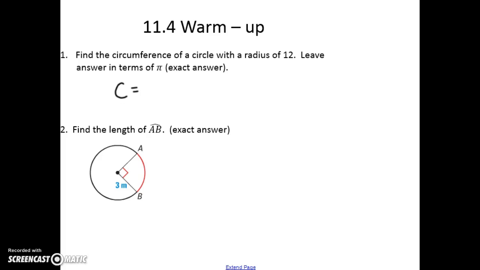So circumference is equal to 2 pi r. And so that means circumference is going to be equal to 2 times pi times 12. And we want to leave it in terms of pi, so we just multiply the 12 and the 2 to get circumference is equal to 24 pi.